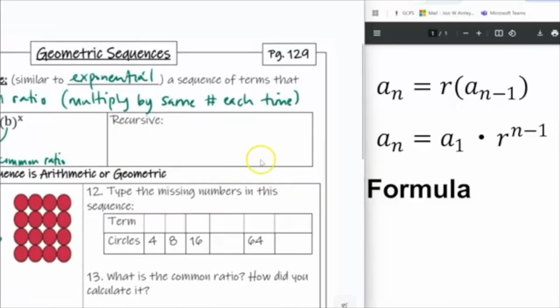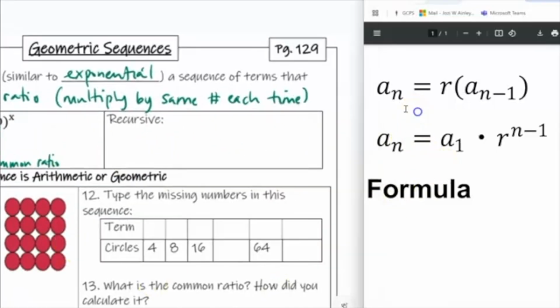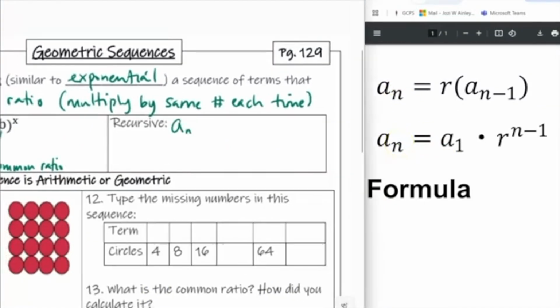Okay. Your recursive formula, which is this one right here, is a sub n, which is equal to your common ratio times the previous term. So remember, again, this is very important. A sub n minus 1 means your previous term. Okay, R is your common ratio.